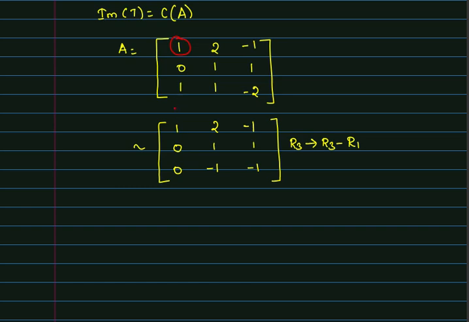So now this is the first pivot position. My second pivot position is this 1. Okay. So then I kept the first row as it is: 1, 2, minus 1, 0, 1, 1. The third row, second column, I want to make 0, correct? So R3 becomes R3 plus R2.